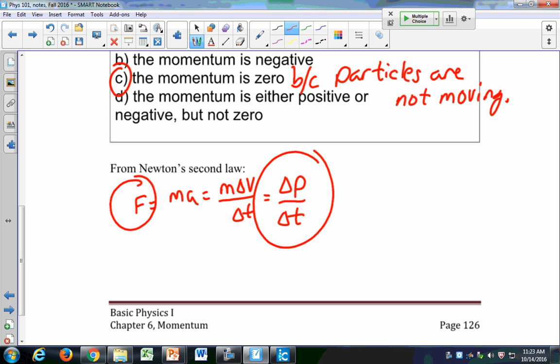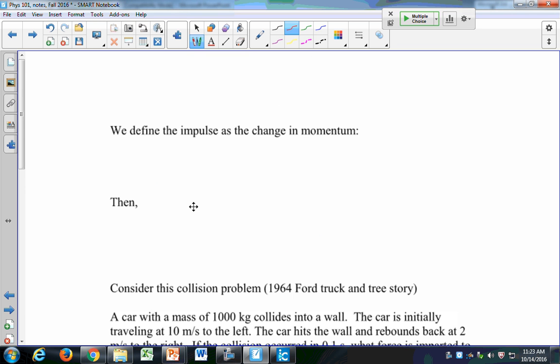So if we can calculate this, then we can determine what is the force that's at play. Let's try a problem, I'll show you. Or just the first couple more definitions.